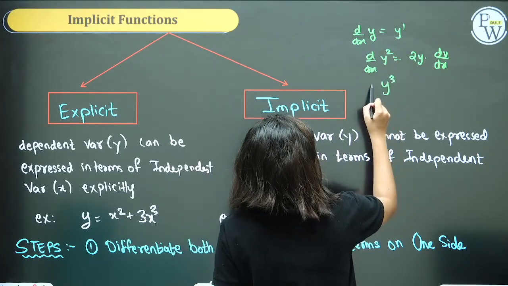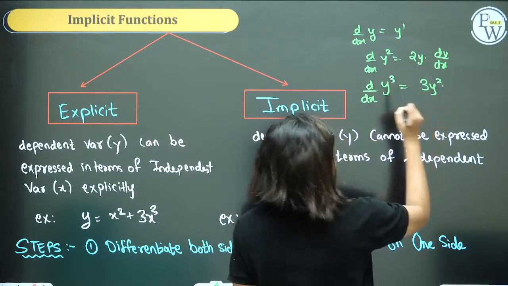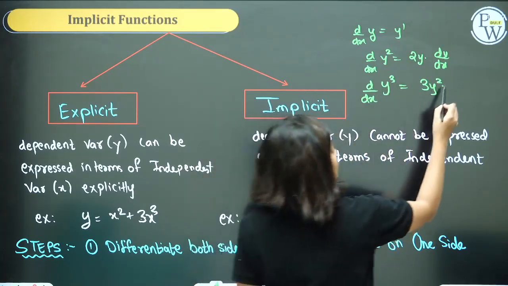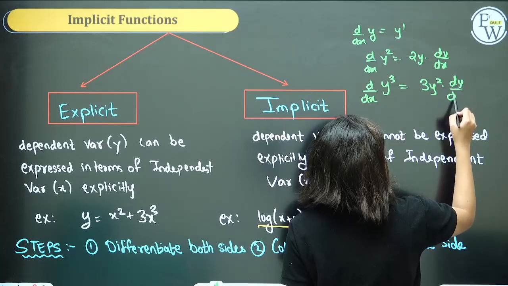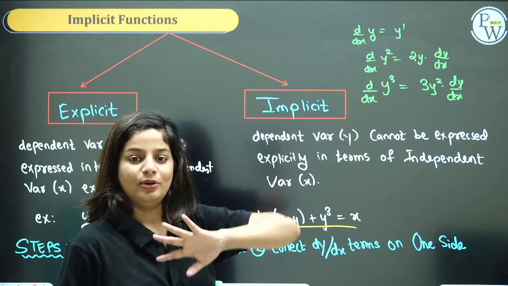What will be the derivative of y cube? 3y square. But this is not x, this is y. So you have to multiply with the derivative of y. That is exactly what your chain rule is. Remember this while solving questions of implicit functions.